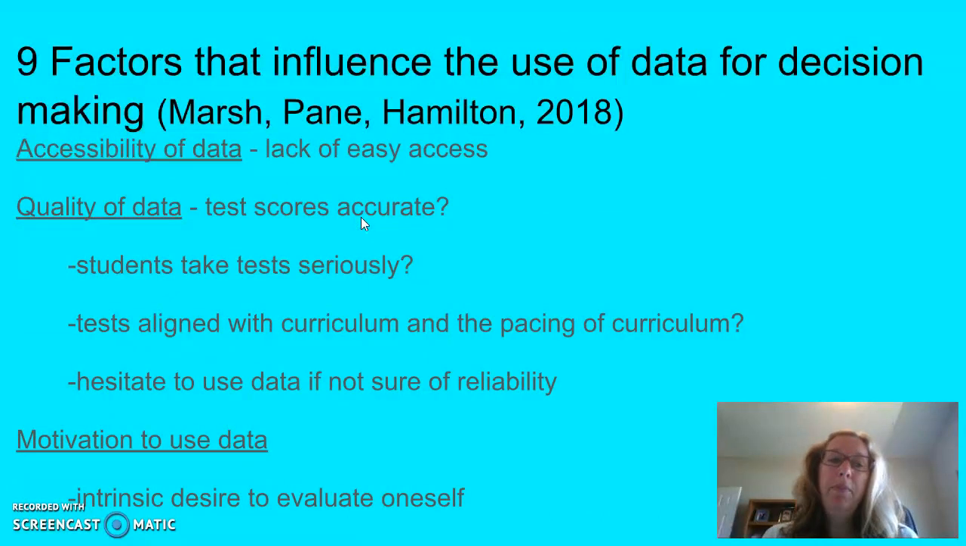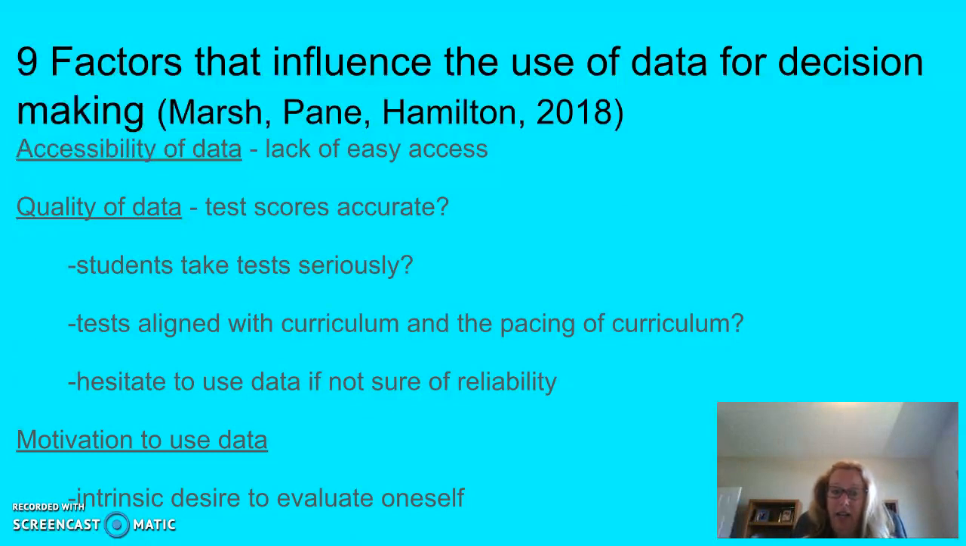According to Marsh-Payne and Hamilton, there are 9 factors that influence the use of data for decision making. One is accessibility of data. Does it lack ease of use? Does it lack easy access? Does everybody have the passwords and know how to access it?